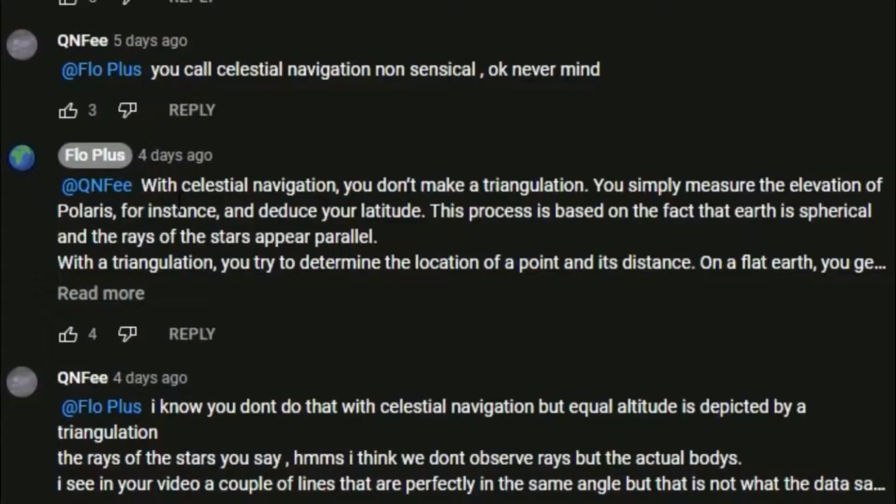So are those lines parallel? So it's a list of navigation. We don't make a triangulation. You're just a moron like the rest, and now I get lost. You lost, piece of shit. No parallel lines. Do you have some more bullshit?